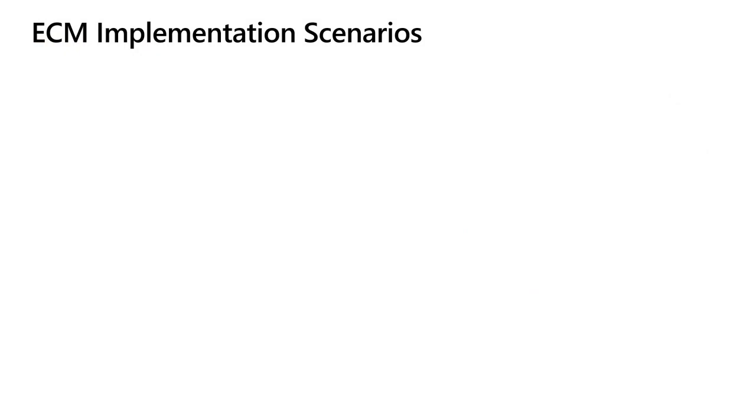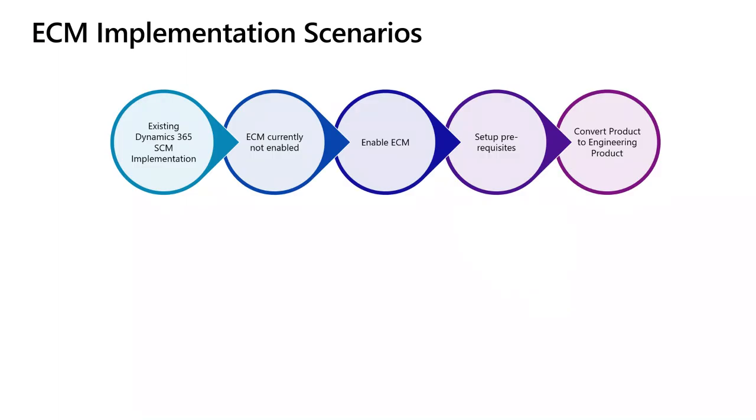Depending on where you are in your implementation journey, there are a couple of options to implement and get onboard with the engineering change management. The first option is if you are already using Dynamics 365 SCM, but haven't used the engineering change management module and would like to use it to convert your products into engineering products. If you are already live, then you would first try this in a sandbox environment, and after careful consideration, configuration and testing only, you will perform these steps in the production environment. At a high level, you first have to enable the ECM module. You have to set up all the prerequisite data, and there is a function available to convert regular products into engineering products.